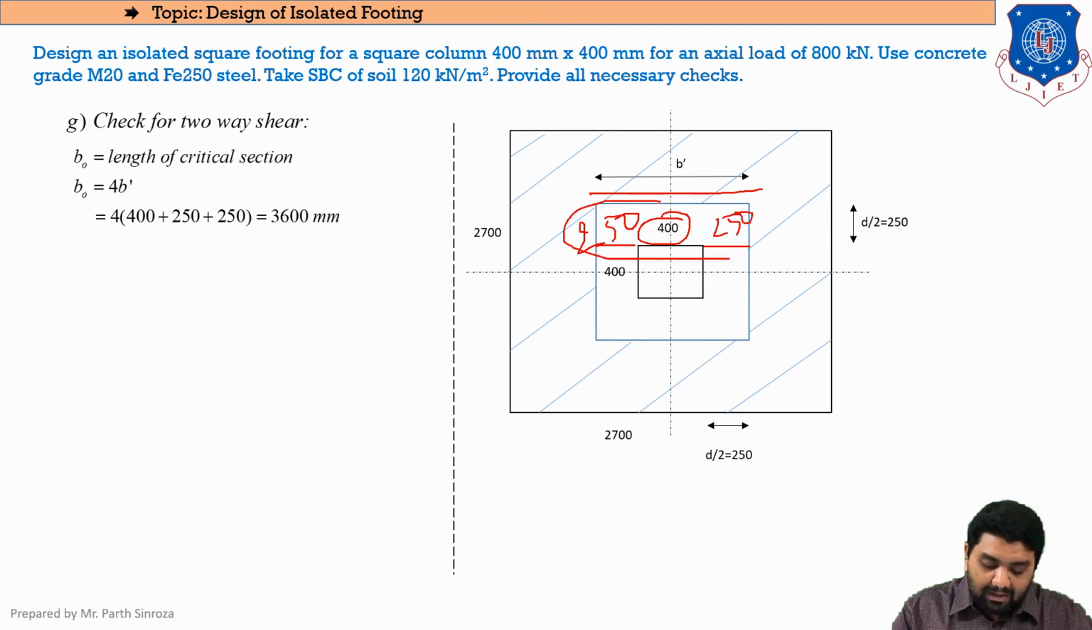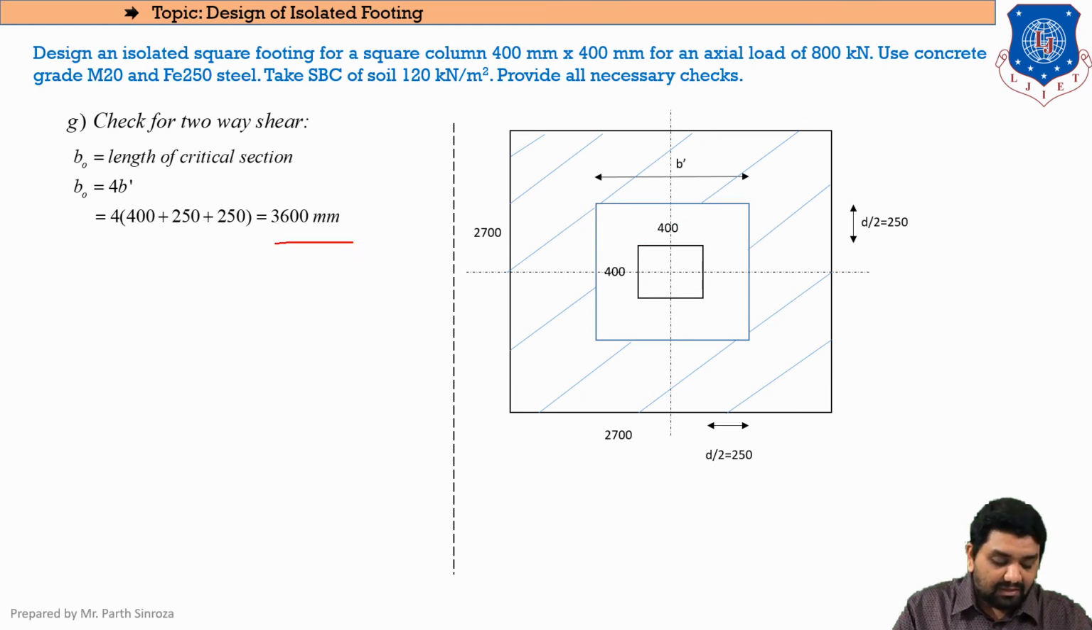So the length on one side will be 900. So in total our rectangle comprises 4 lines, so the summation of 4 lines will give us the answer, that is 3600 mm. So this entire periphery will be 3600 mm, which we will be referring to as B0.